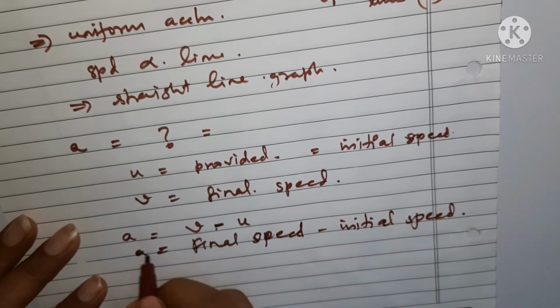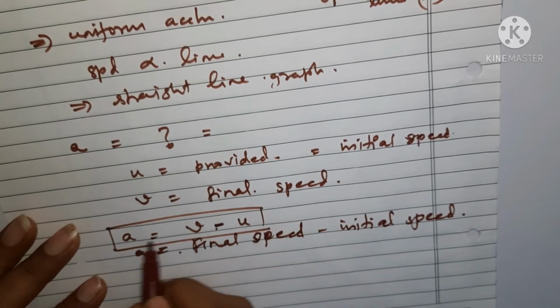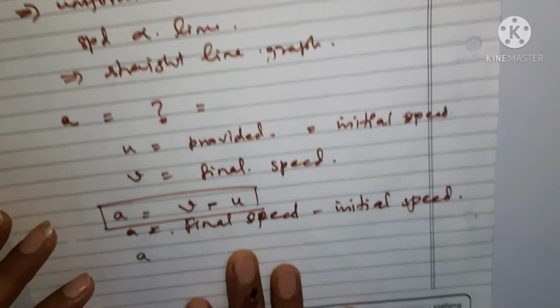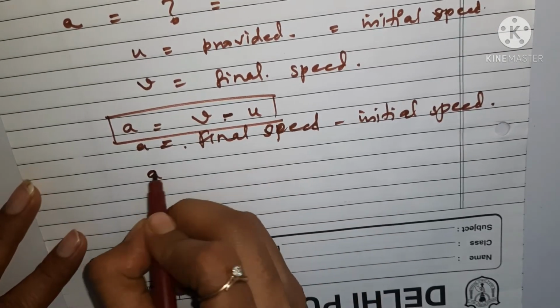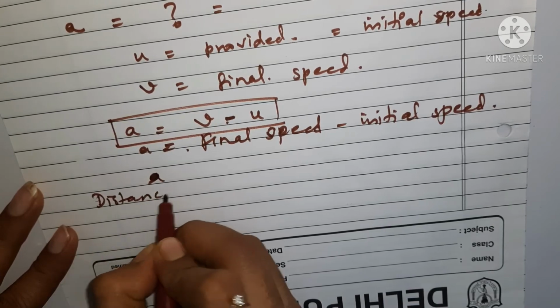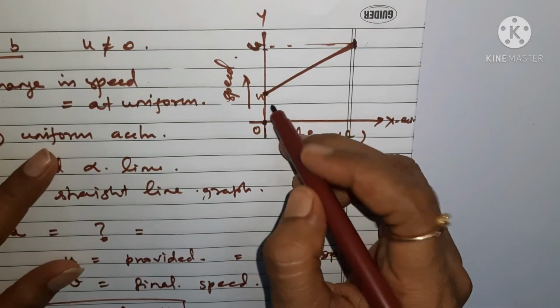So this is how you will get the acceleration. Acceleration is what? Acceleration is equal to v minus u, that is, final velocity minus initial velocity. Right? Now what about the distance covered? How to find distance here? How is the body going to cover it? How to find the distance covered by the body?